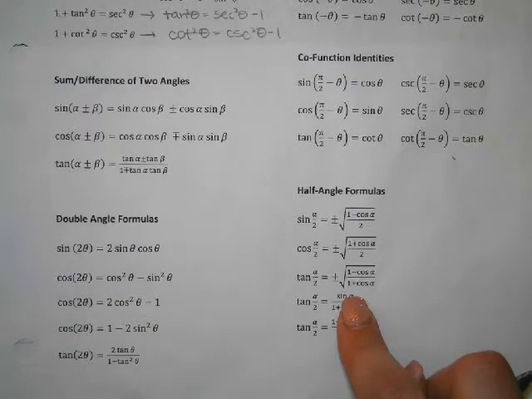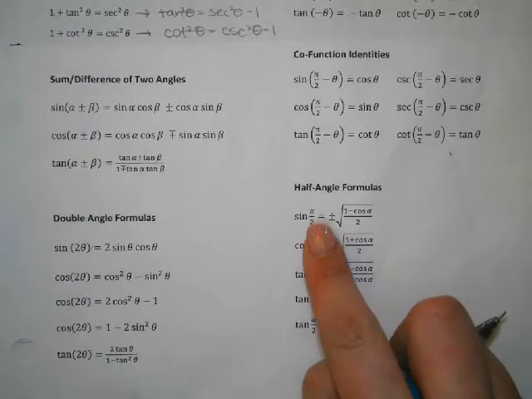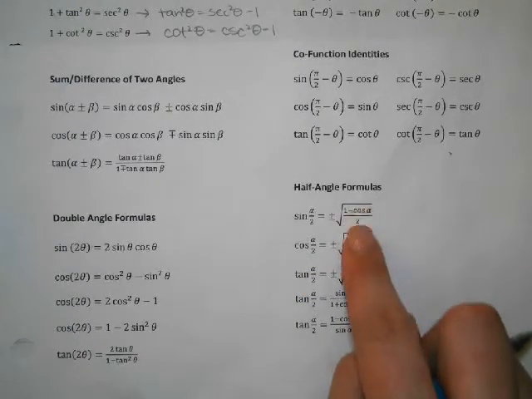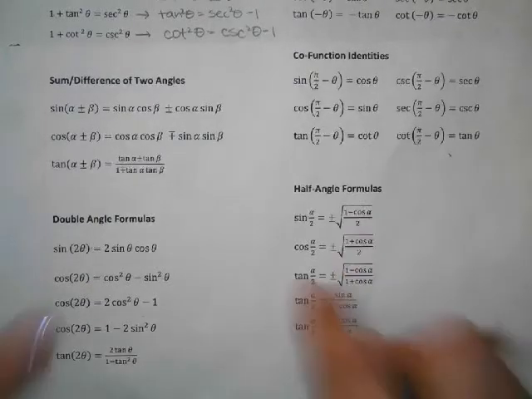If I wanted you to find sine of a 22.5 degree angle and I wanted you to give me the exact answer, you would just do sine of 45 divided by 2 because 45 divided by 2 is 22.5, and then you could use your unit circle and give me an exact answer using the formula. So these would work the same.